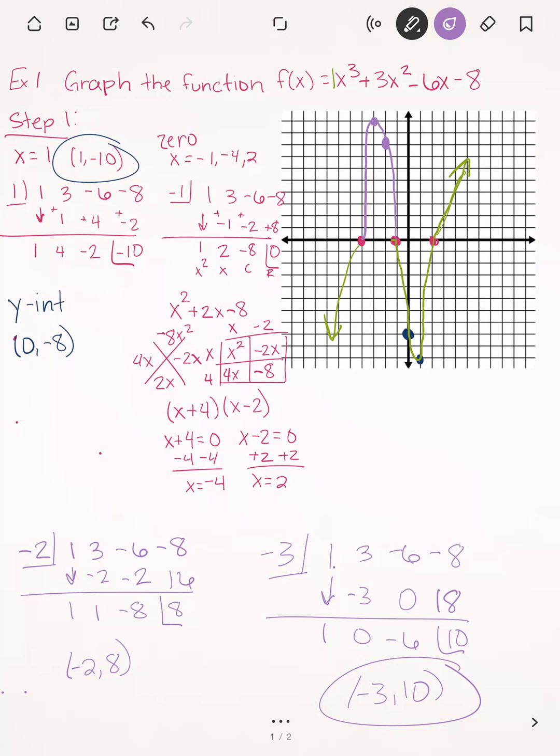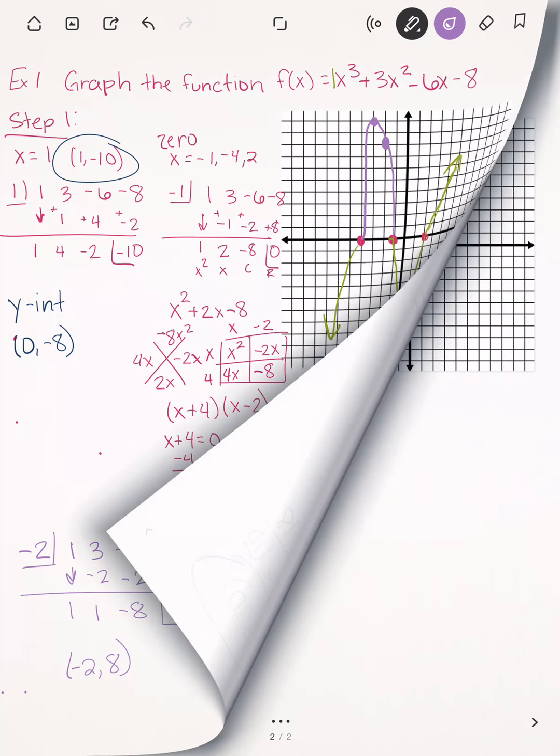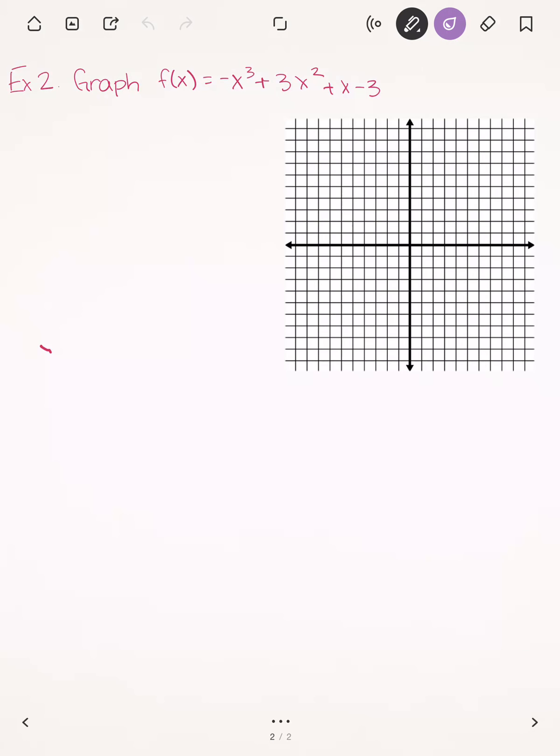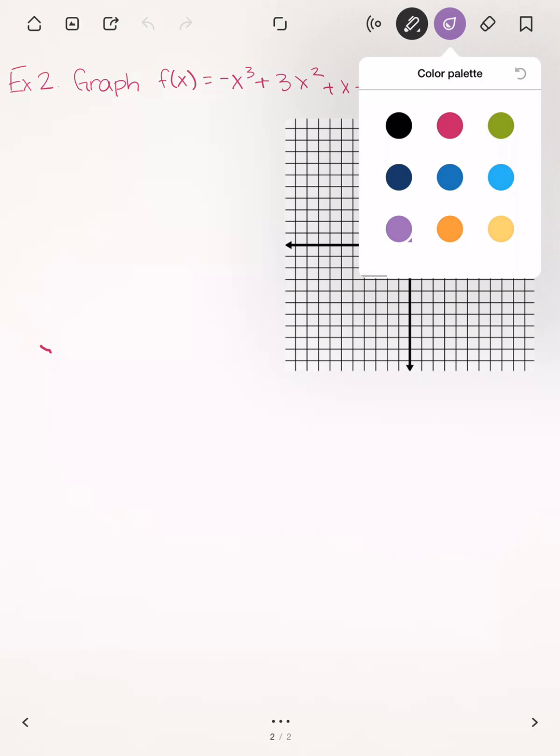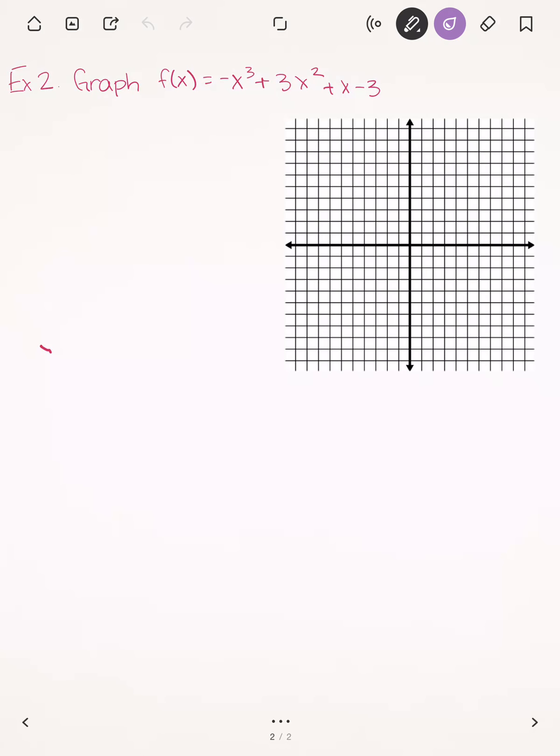Okay, so let's try this again with a new function. And I just have 2 examples in this video. So now we want to graph the function -x cubed plus 3x squared plus x minus 3. So again, we need to start by finding our zeros. When we do this, it's literally just a guess. Let's use purple. So I'm going to guess using x equal 1. I always start with x equals 1.